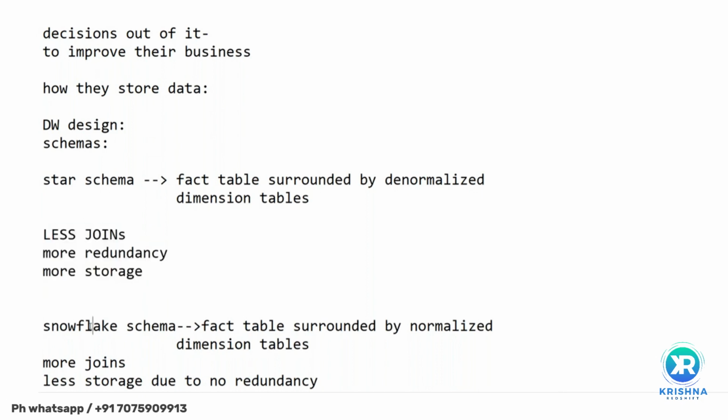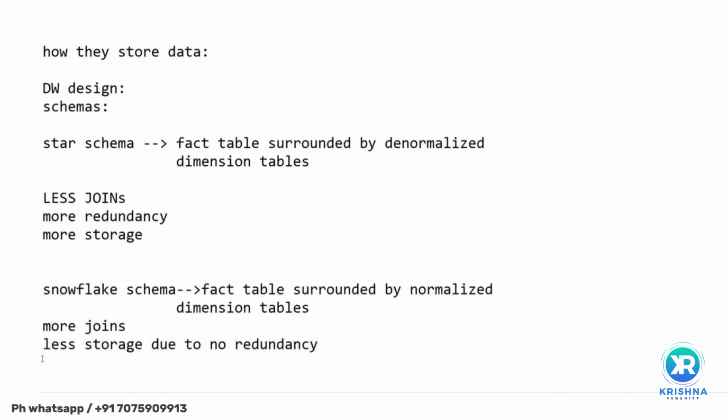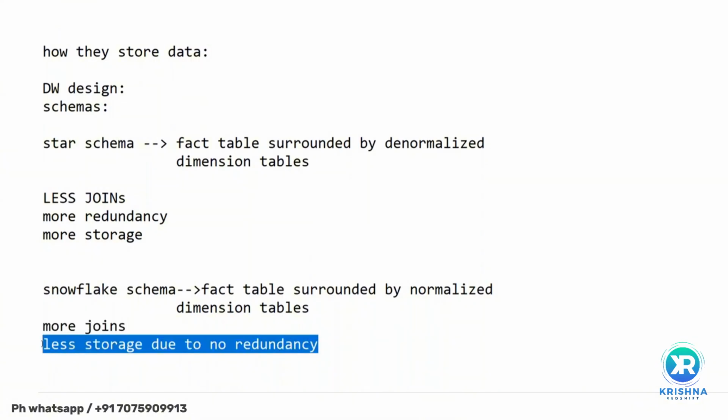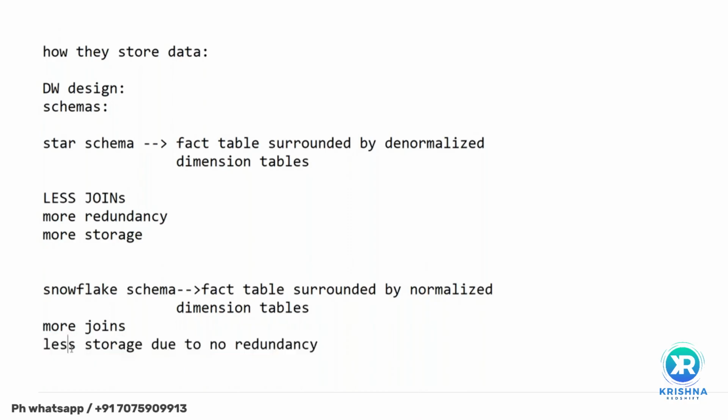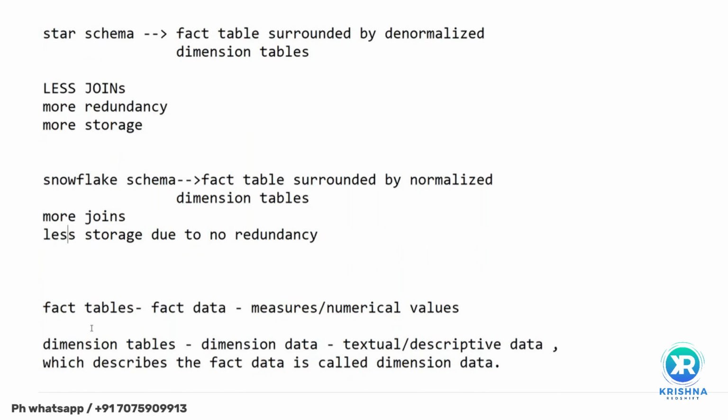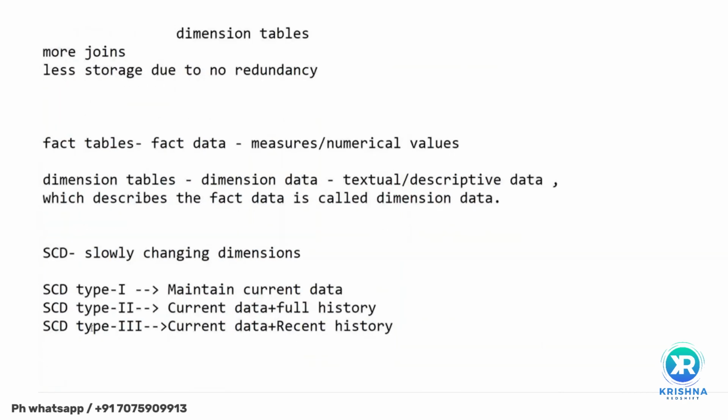In the case of snowflake schema, you are dividing the dimension tables into further small dimension tables. So you will have more joins to get your data back. But since you are dividing into further dimensions, you will have less storage due to no redundancy. Clear? Yes, sir. Okay, cool.